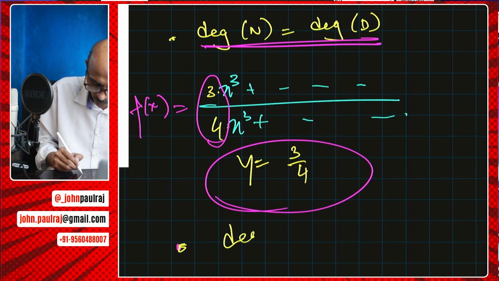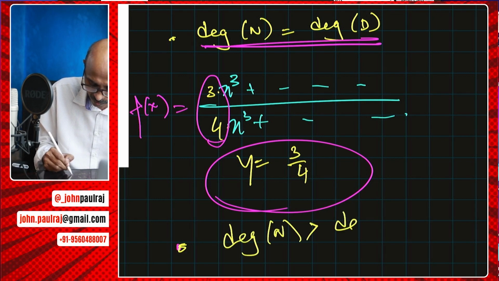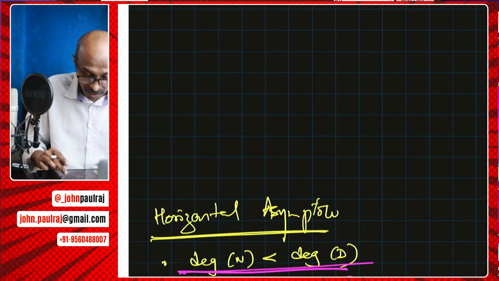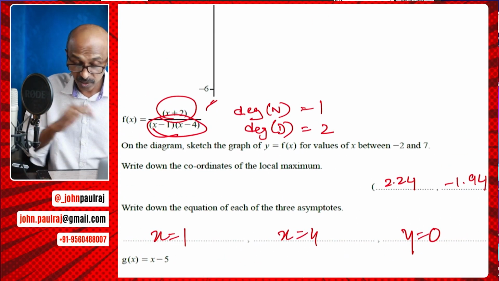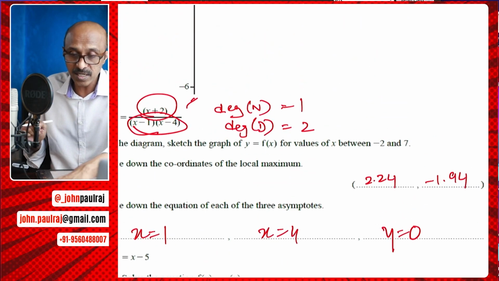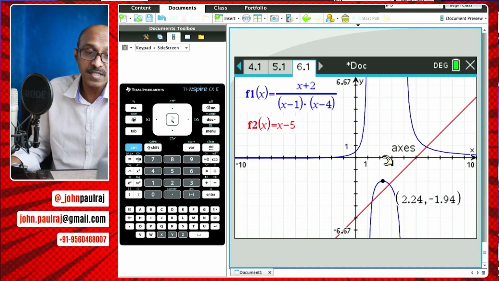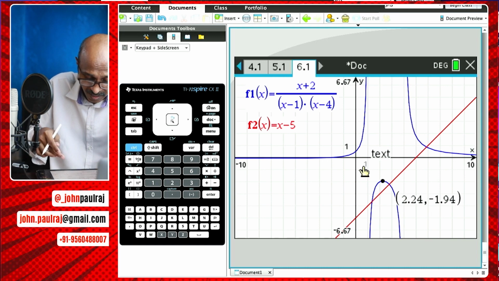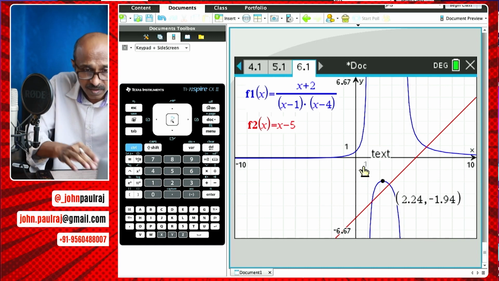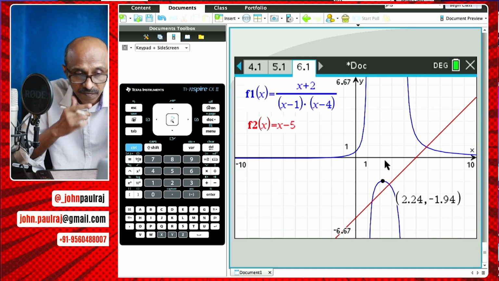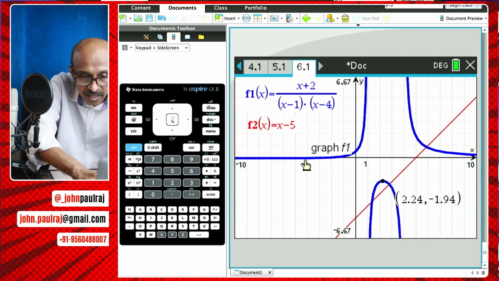When the degree of the numerator is greater than the degree of the denominator, then there is no horizontal asymptote. In IB, you'll also study something called an oblique asymptote, but your course does not have anything to do with an oblique or slant asymptote. I mentioned this algebraically because, as I said, on the calculator it's not obvious. It's not even obvious that it's the x-axis. Look, it looks like it's sticking to it, right? Can you see that? It's not so obvious. In fact, if you zoom in, it will also look like it is cutting the x-axis.